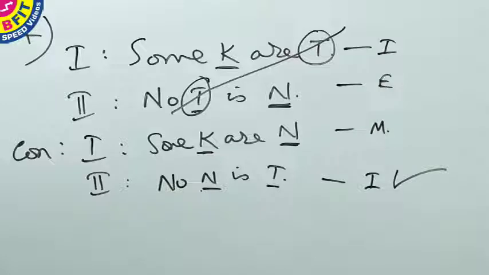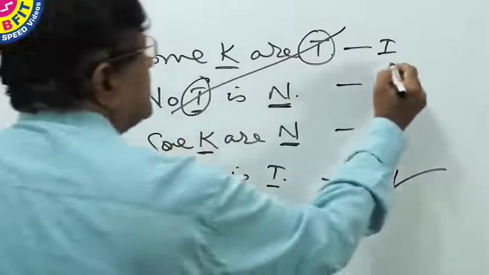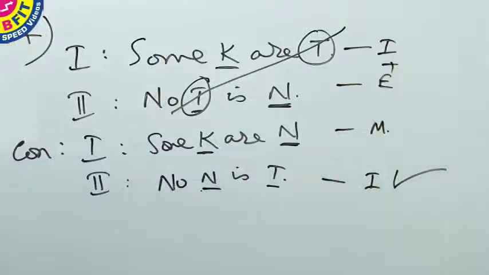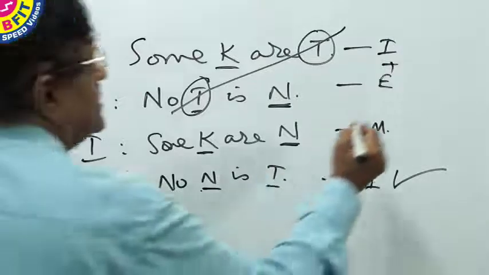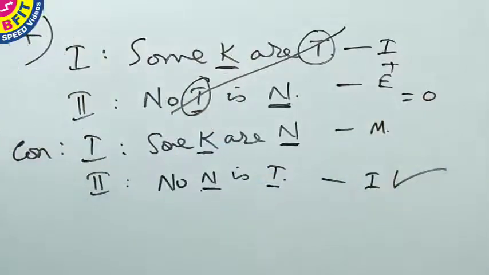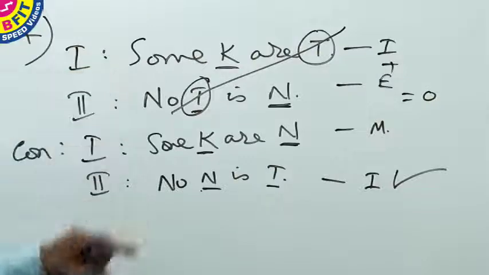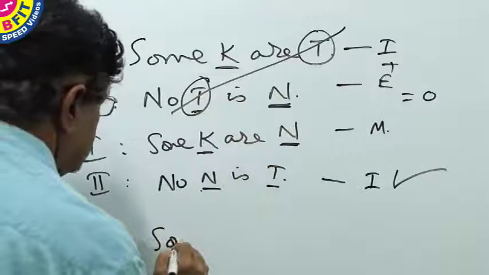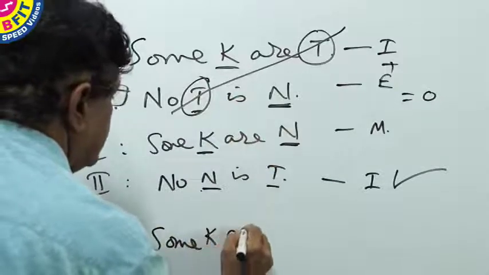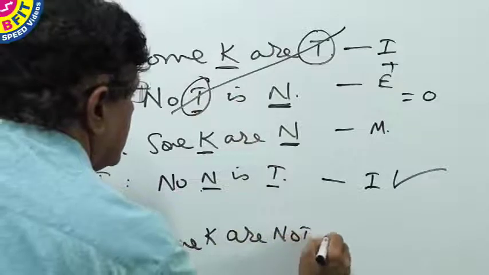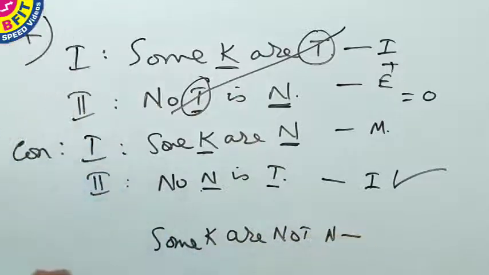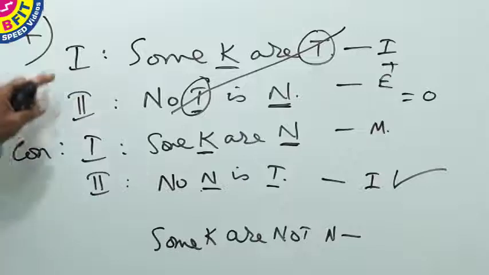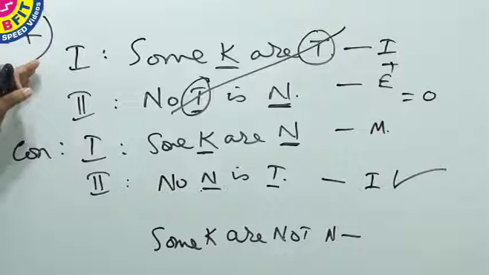What is the valid mediate inference as per table 6? I plus E is equal to O. So what is the valid inference we can draw? Some K are not N. This is the valid mediate inference we can draw from these two statements.